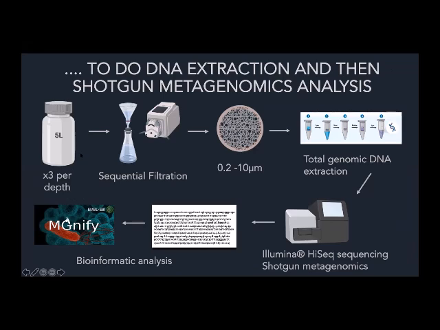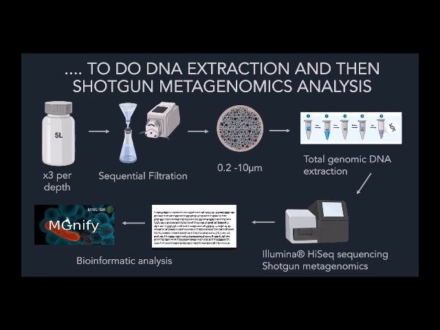So what I did is I took 5 liters of water in triplicate. So this is per depth per day. Was about 15 liters per depth per day. We sequentially filtered it through a 10 micron and then a 0.2 micron mesh or filter membrane. We extracted DNA. We did HiSeq shotgun metagenomics, and then I used the MGnify portal service that is supplied by EBI for my bioinformatic analysis, which is a free metagenomics pipeline that they have and the service that they offer to people.